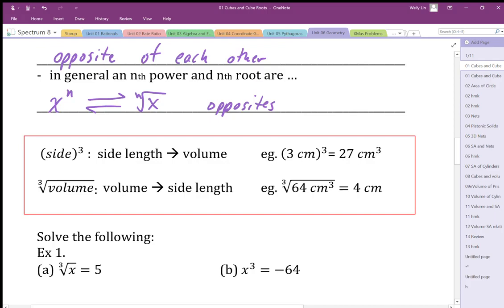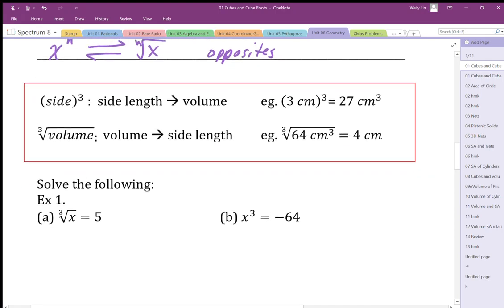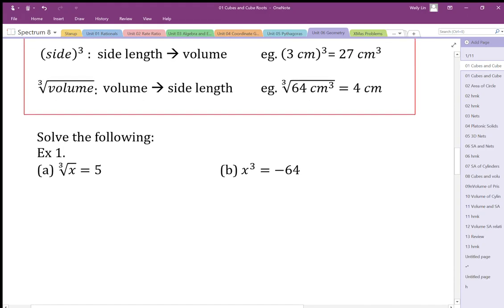So the main idea again is, what are we dealing with when we cube it? When we cube something, we're starting with a side length and we're ending up with volume. So we start with a 3 centimeter side length, and we're going to end up with 27 cubes of volume. The cube root is the opposite. We start with the volume. If we cube root it, we end up with side length. So if we start with 64 cubes of volume and I cube root it, we end up with 4 centimeters of side length.